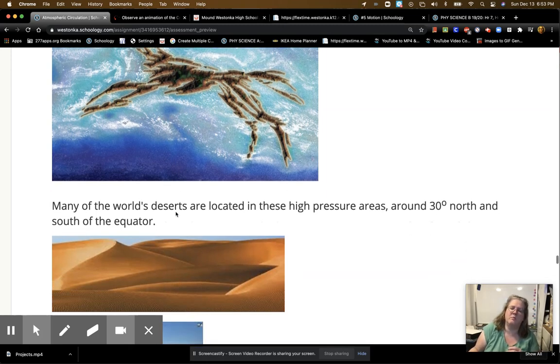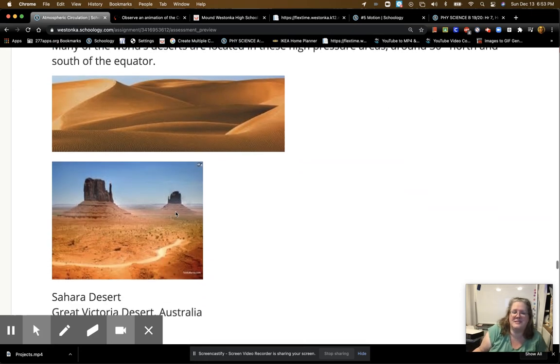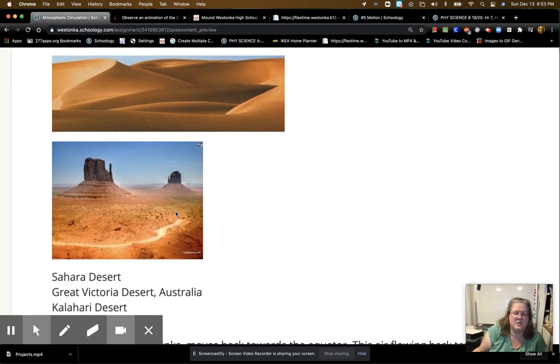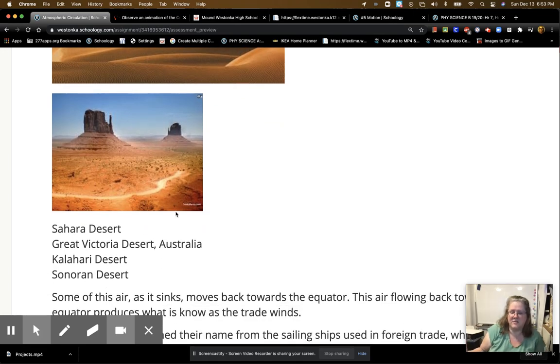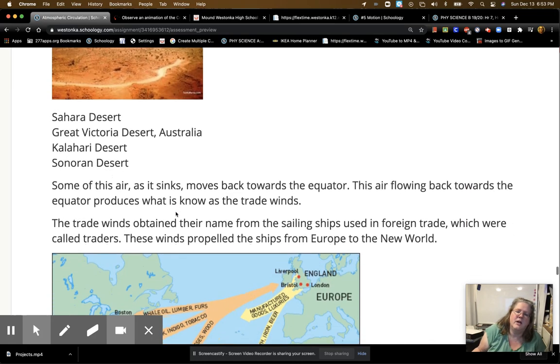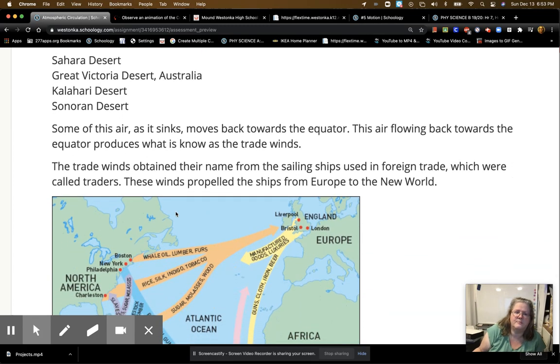So remember also, many of the world's deserts are located at 30 degrees north and 30 degrees south. The Sahara Desert, the Great Victorian Desert in Australia, the Kalahari, the Sonoran Desert, all of these are at 30 degrees north and south latitudes. And some of it moves towards the equator, and some of it flows back towards the north.